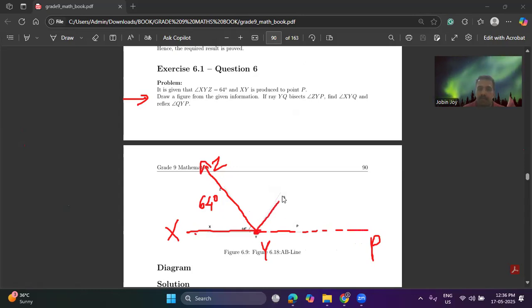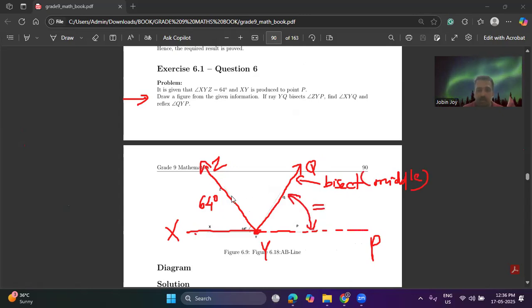Then there is a ray YQ. This is ray YQ. It bisects angle ZYP. Bisect means middle. That means this angle will be equal to this angle, because YQ is bisecting this angle ZYP.